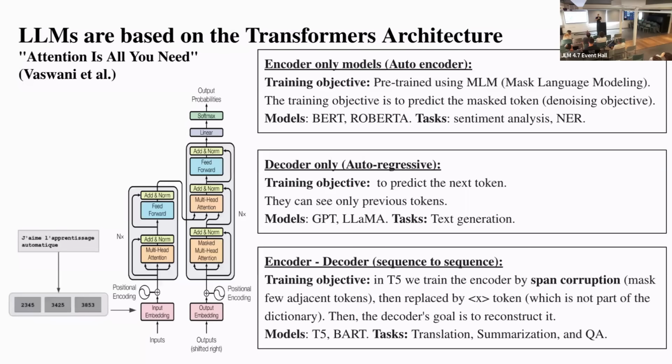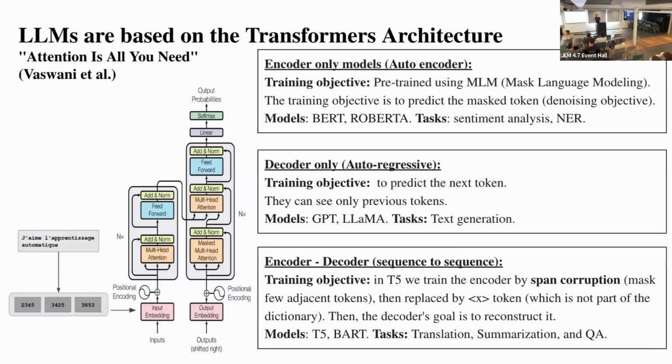The last one is the encoder-decoder or sequence-to-sequence. So this is the full architecture of the transformer, like the original architecture in the paper. And this is mainly, as we talked, for machine translation, but also for summarization and question answering. And models like T5 and BART.